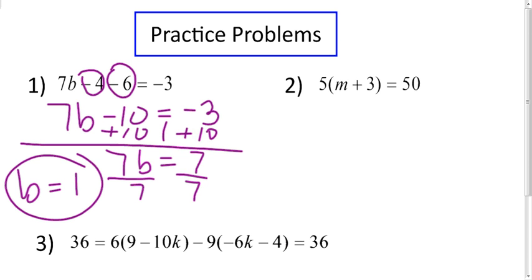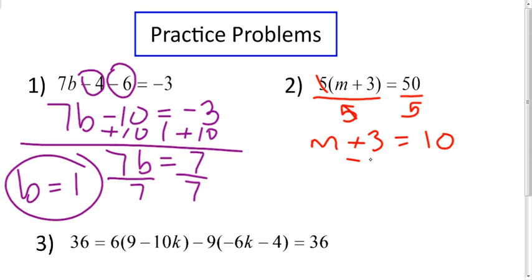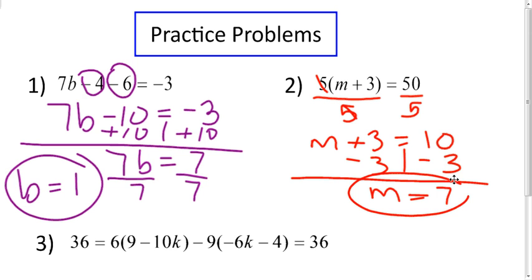In this problem here, I could use the distributive property, 5 times the quantity m plus 3 equals 50. Or I can divide both sides by this 5 here. Since I'm multiplying the whole side of this equation by 5, I can divide it by 5. These cancel out, giving me 1. So I've got m plus 3 is equal to 10. Subtract 3 on both sides, and I have m is equal to 7. If you use the distributive property, you would get the same answer though.